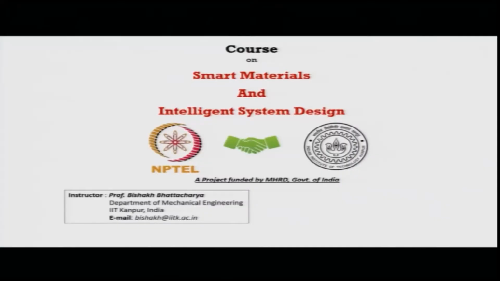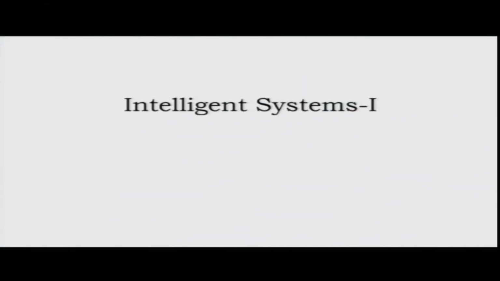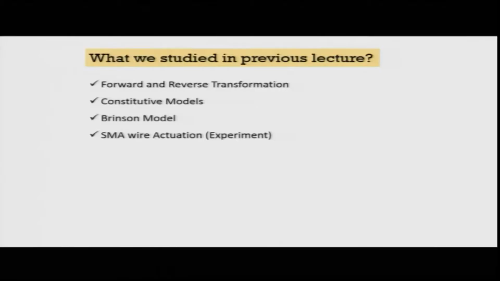Welcome to the course on smart materials and intelligent system design, and now we are coming into the realm of the final part in this course, that is the intelligent systems, and this is the round 1 talk on these intelligent systems. What we have studied till the previous lecture is that we have talked about forward and reverse transformations related to SMA, and we have talked about the constitutive models, Brinson model and SMA wire actuation.